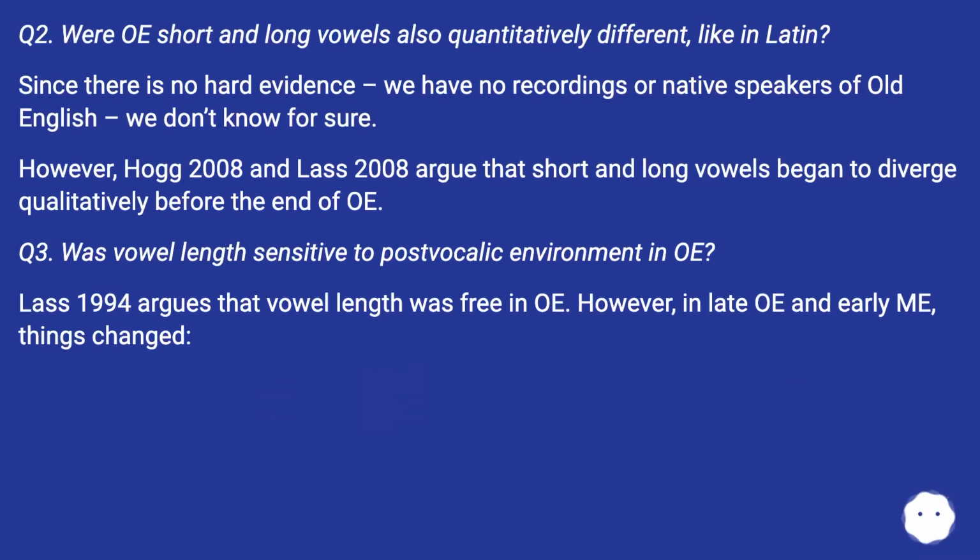Since there is no hard evidence, we have no recordings or native speakers of Old English, we don't know for sure. However, Hogg 2008 and Lass 2008 argue that short and long vowels began to diverge qualitatively before the end of OE. Q3. Was vowel length sensitive to post-vocalic environment in OE? Lass 1994 argues that vowel length was free in OE. However, in late OE and early ME, things changed.